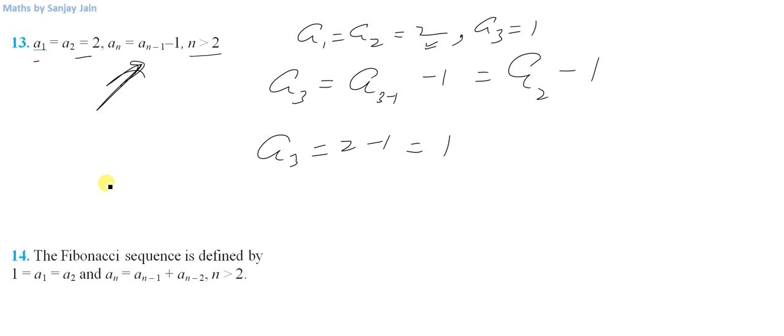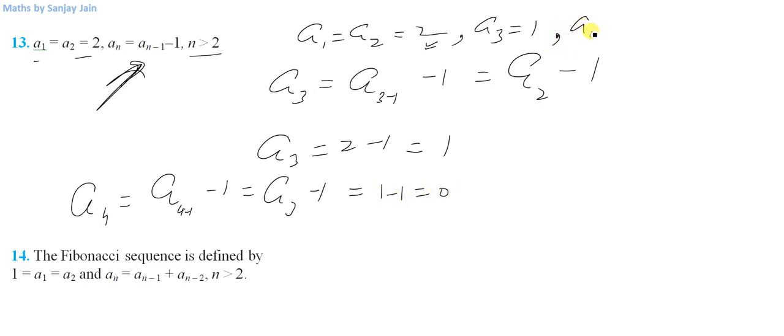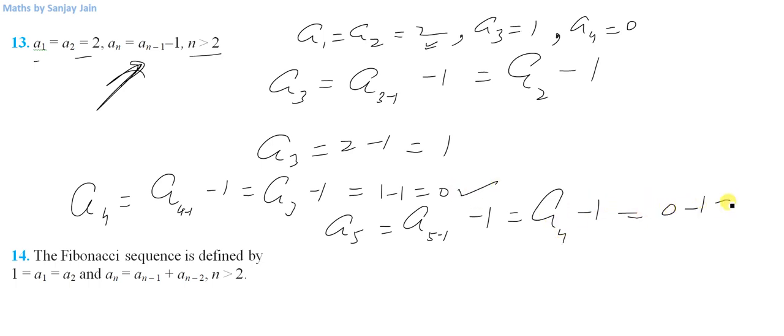What about A4? A4 will be equal to A of 4 minus 1, minus 1. So A3 minus 1, and A3 is 1. So 1 minus 1, 0. A4 is 0. What about A5? A5 is A of 5 minus 1, minus 1. So A4 minus 1, that is 0 minus 1, or minus 1. This is A5.